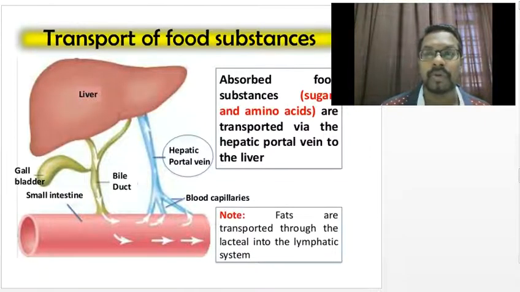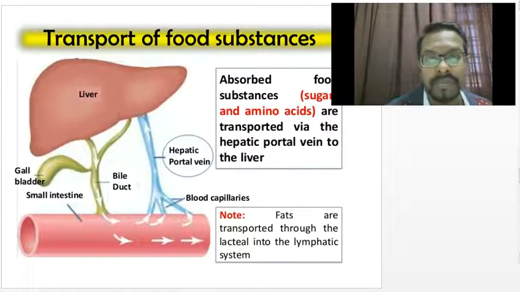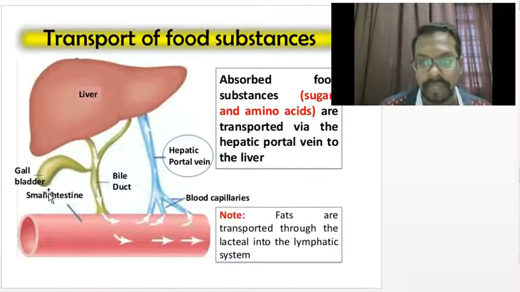Next, transport of food substance. Now how does the liver play a role here? Look at it. Absorbed food substances in the form of sugar and amino acids are transported via the hepatic portal vein to the liver. So they are transported from here to here. Whatever needs to be absorbed by the liver will be reabsorbed, and whatever needs to be excreted needs to be sent out here.